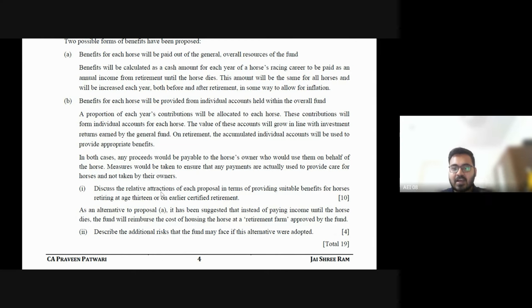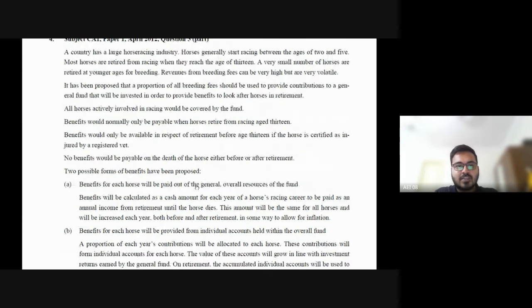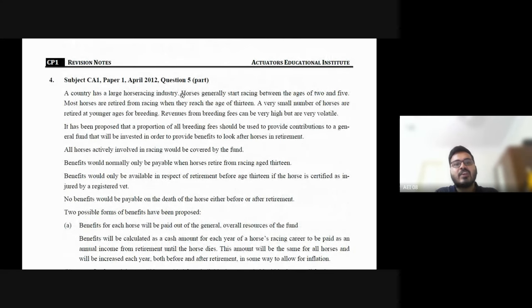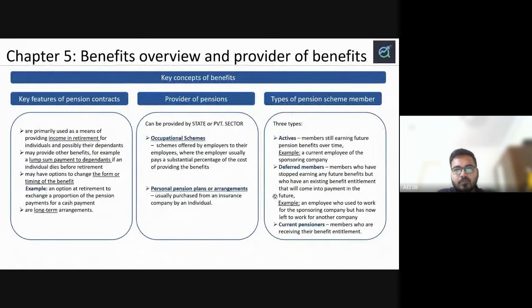How will you do that? After the class is done, take out 15 more minutes. It can't take you more than 15, 20 minutes max, and write out the proper answer to this if you can. If not a full proper answer, take out 10 minutes and at least write a structure to it, what all you will write, and then compare it to the answers. You know the exact term and the exact paper. It's April 2012, question number 5, CP1 paper 1. I'll note it down over here as well. CP1 paper 1, April 2012.